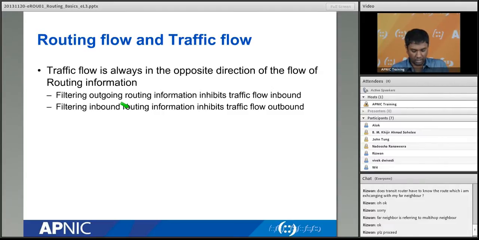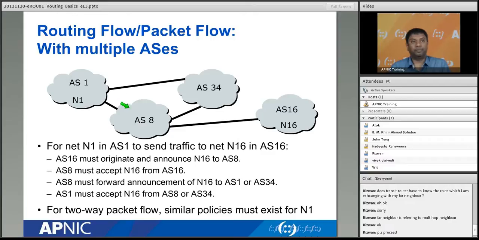Okay, all right, let's move on. Routing flow and packet flow with multiple AS. When we have multiple AS, say for example AS16, AS8.